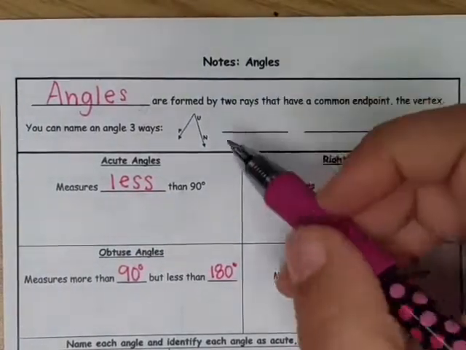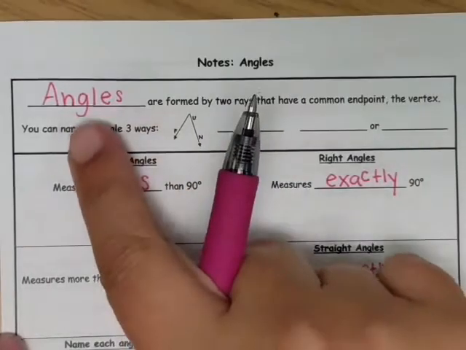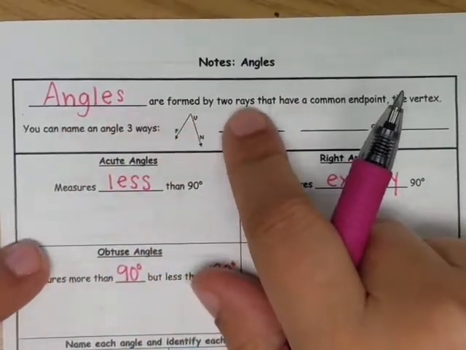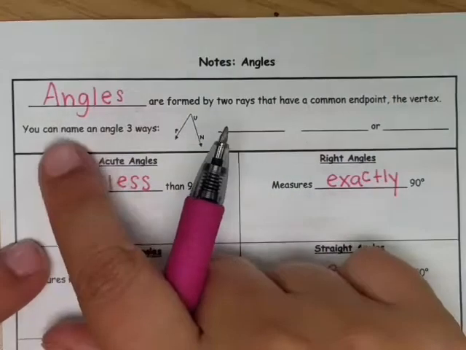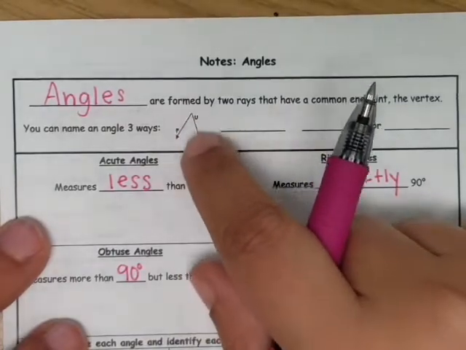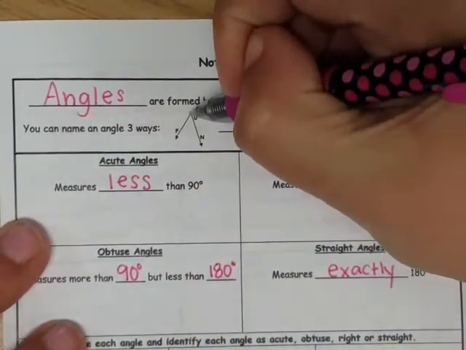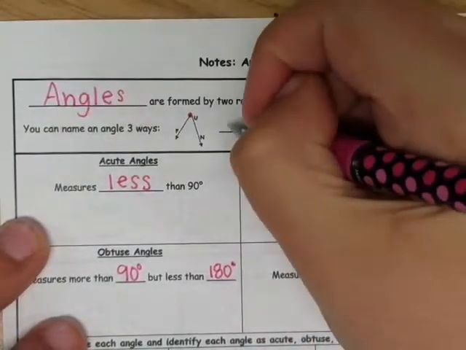Good afternoon. These notes are on angles, and this will be page 69 of your notebook. Angles are formed when two rays have a common endpoint, and it's called the vertex. You can name an angle three different ways. This one has letters F-U-N, and U is the common vertex that the two rays share. So we're going to call this three different names.